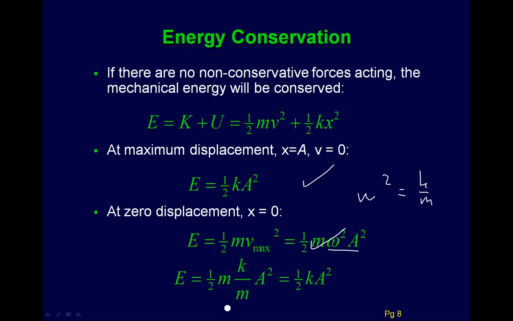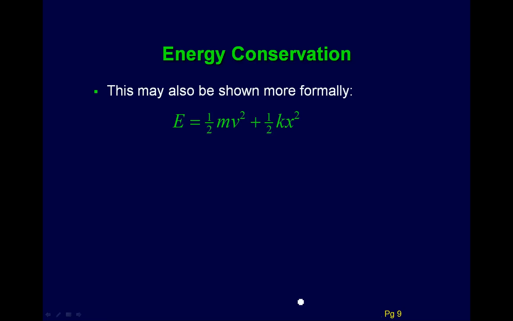If I plug that in over here for omega squared, the masses cancel, and you get the same value. So the energy is, in fact, the same at the maximum displacement and at 0 displacement. And in fact, you can solve this more formally.